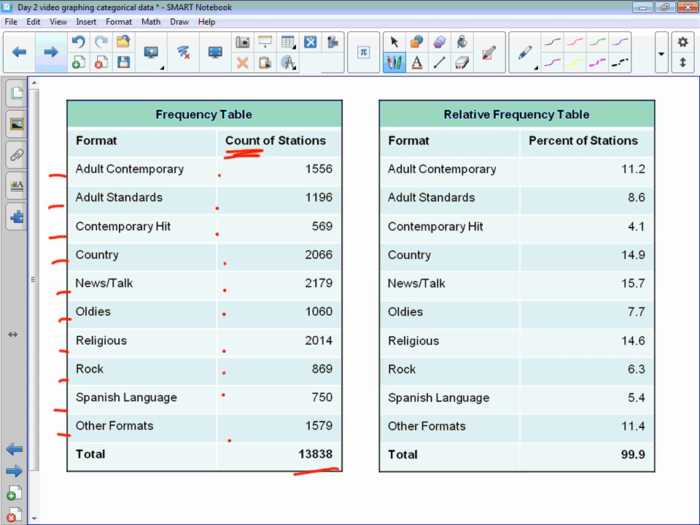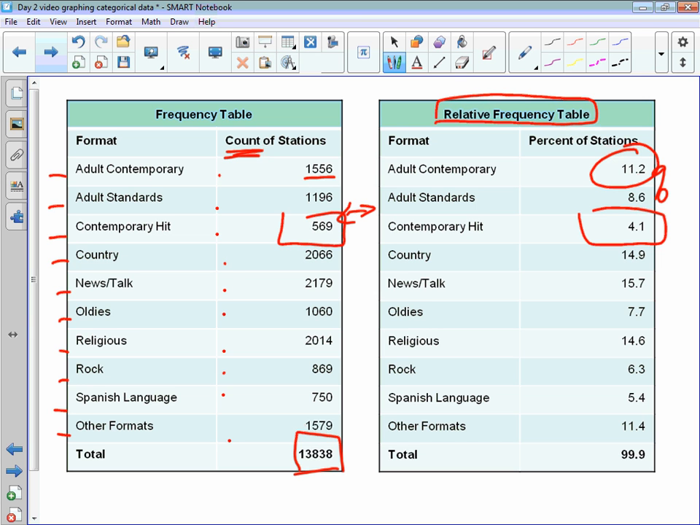Now, what you could do is divide 1556 by 13,838, and you'd get 0.112, or 11.2%. And so the difference between these two tables is that one is showing counts and one is showing the relative frequency. And generally in relative frequencies, you're going to see these are all going to be percents. But once again, you can go back and forth very easily, and we probably will do that a little bit in class tomorrow.